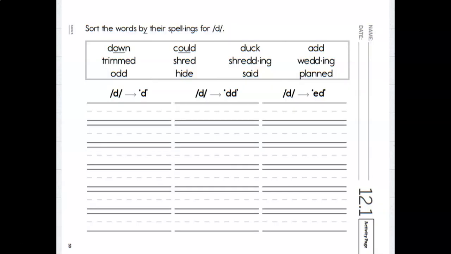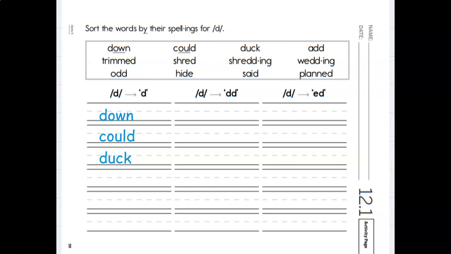Now, I want you to sort the words based on their spellings for the D sound. If the spelling for the D sound was D, put it in the first column. If the spelling for the D sound was DD, put it in the middle column. If the spelling for the D sound was ED, put it in the last column. Let's check our work. Down should have gone in the D column. Could should have gone in the D column. Duck should have gone in the D column.